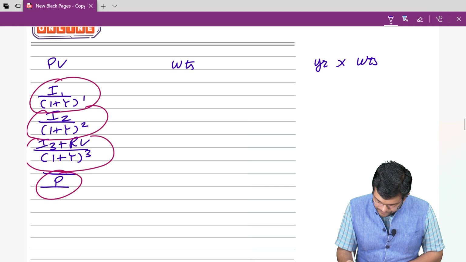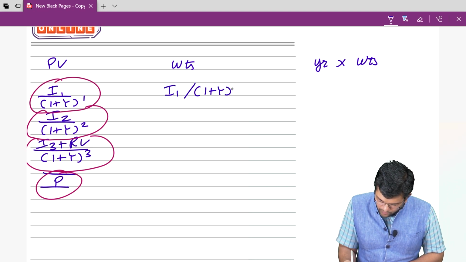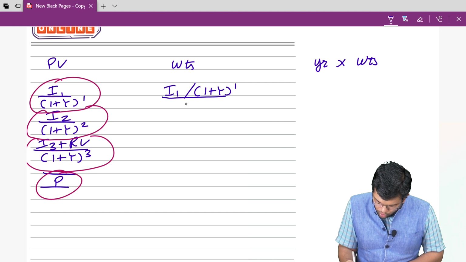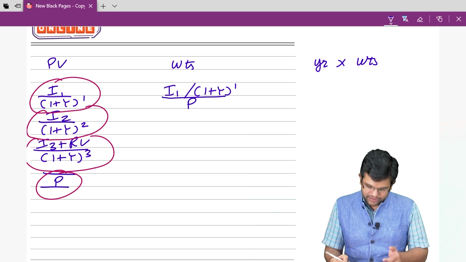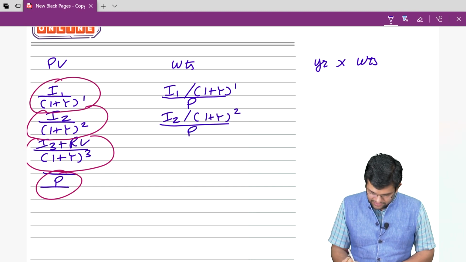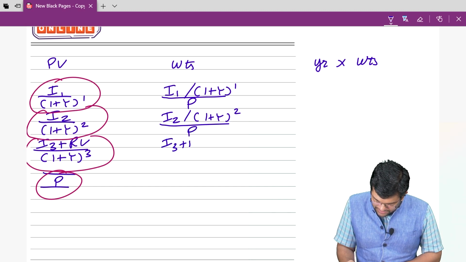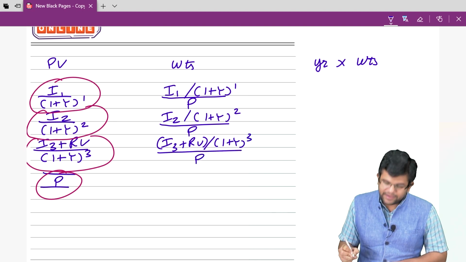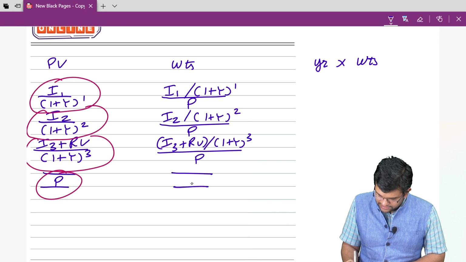So this will be I1 divided by (1 plus Y) raised to 1, the whole upon P. This is the weight for the first term. Then, children, the weight for the second term will be I2 divided by (1 plus Y) raised to 2, the whole divided by P, correct? And the third will be (I3 plus RV), okay, the whole divided by (1 plus Y) raised to 3, the whole divided by P. Everybody clear? And the total of the weights obviously will be 1.